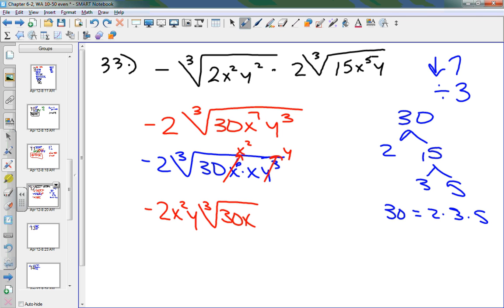Do I need absolute value? No, because it is an odd root. And since it's an odd root, there's never a possibility for absolute value. My index is 3. Since my index is 3, it's off the table. It's not possible, even if it's on the outside. Doesn't matter.